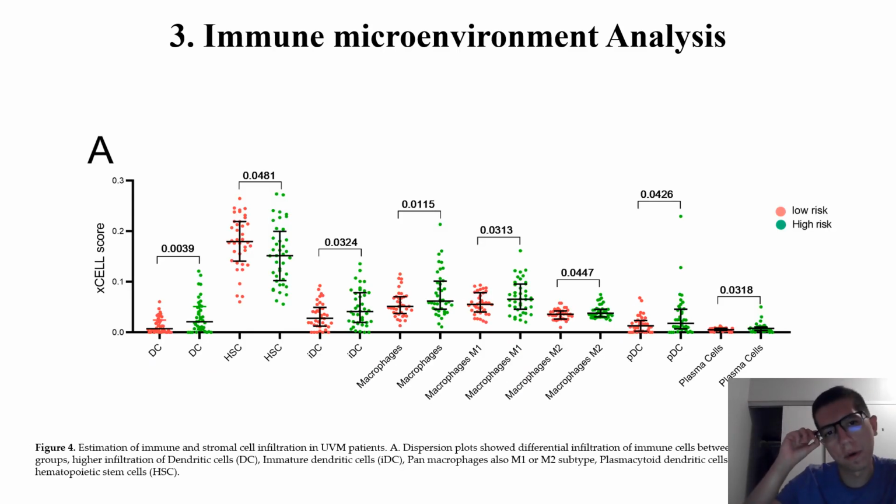And finally, we performed an immune microenvironment analysis due to the fact that the immune microenvironment appears to be really important for these high-risk patients. We found really interesting differences in the immune populations for dendritic cells, hematopoietic stem cells, macrophages, M1 and M2, and also plasma cells.